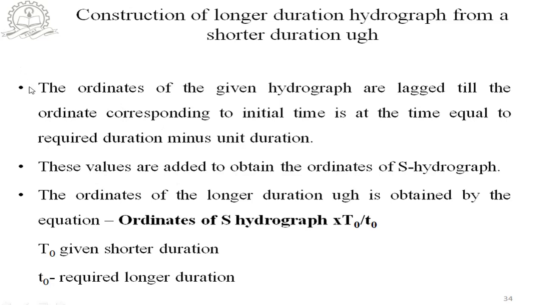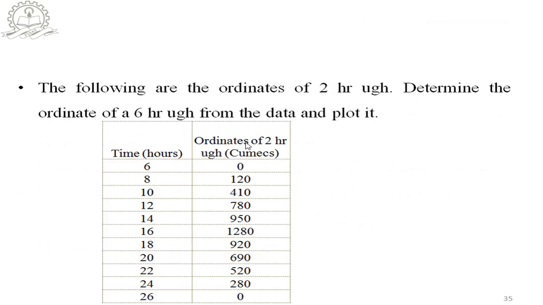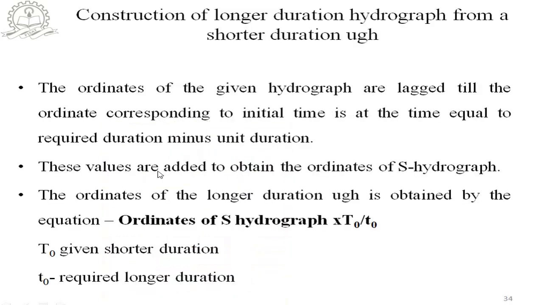That is the first step. The ordinates of the given hydrograph are lagged till the ordinate corresponding to the initial time is at a time equal to the required duration minus unit duration. I will explain this with an example. Consider this is the time. Here I want to convert a 2-hour unit hydrograph into a 6-hour unit hydrograph. So I have to provide a total lag of 6 minus 2, that is equal to 4. That is what is explained here.